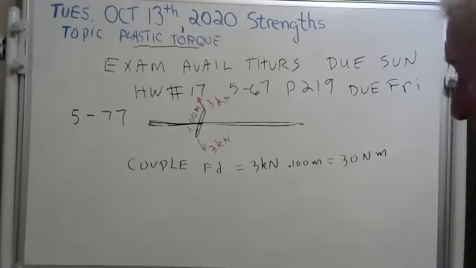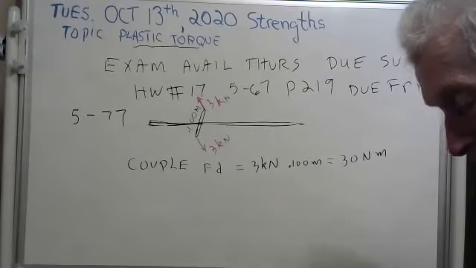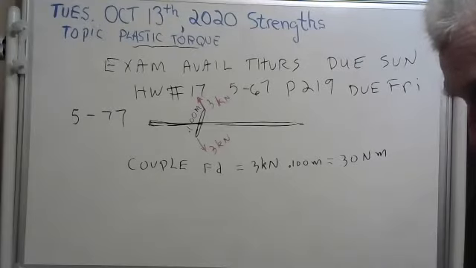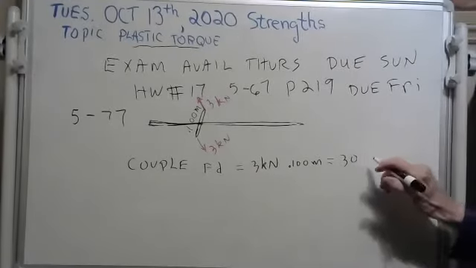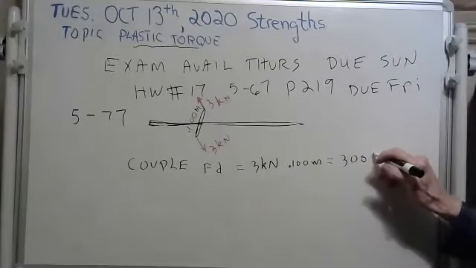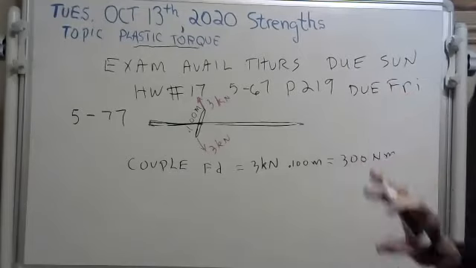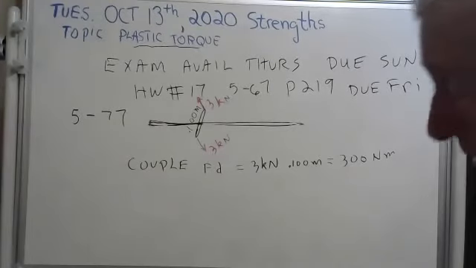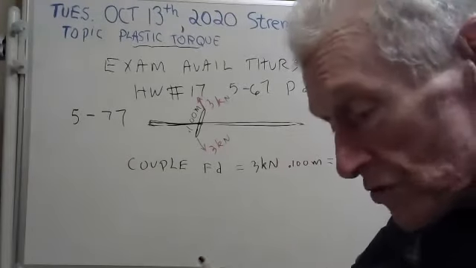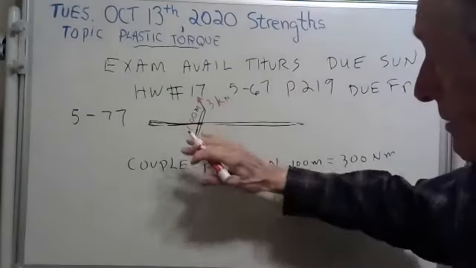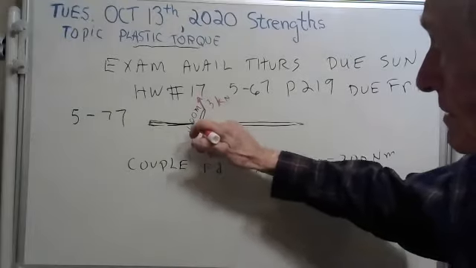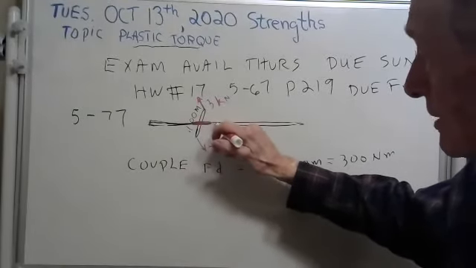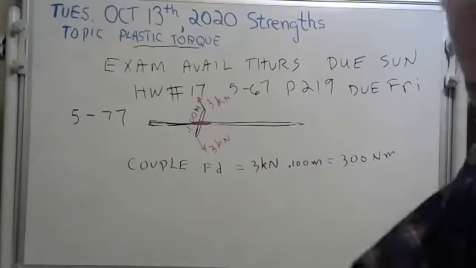I don't trust myself. Take 3 e to the 3rd times 0.1. No, it's 300, isn't it? It's 300 Newton meters. See what happens when you do stuff in your head? Okay, we have 300 Newton meters. Now, how do I draw that? I want to draw it with a double arrowhead right here. Do I put my double arrowhead going to the right or going to the left?